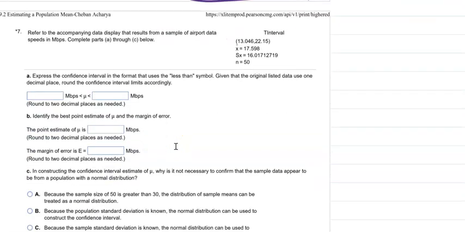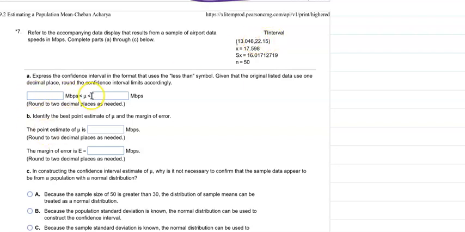Question number 7. Refer to the accompanying data displaying the results from the sample output data speed in Mbps. Complete parts A through C. Look at the interval here. That is already given for you. This is the lower bound, and this is the upper bound.